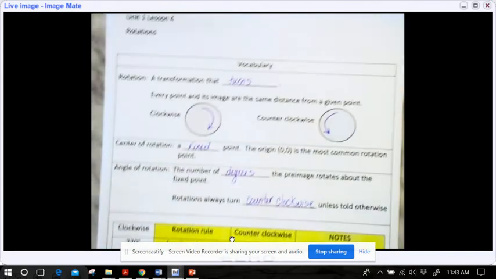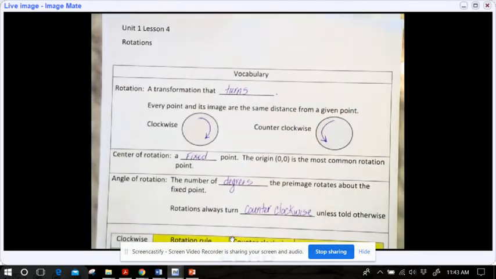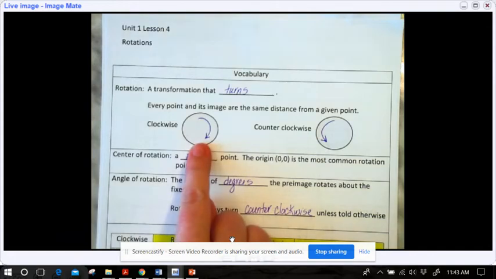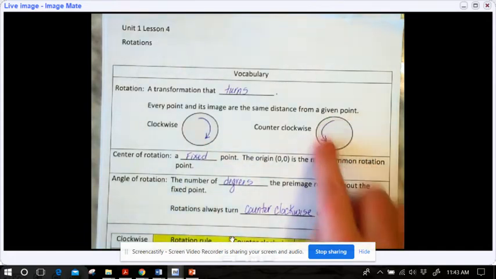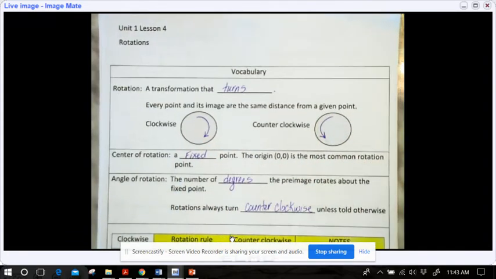Hey guys, today we're going to do Unit 1, Lesson 4, which is all about rotations. A rotation is a transformation that turns. So every point and its image are the same distance from a given point. You can do a clockwise rotation as well as a counterclockwise rotation.